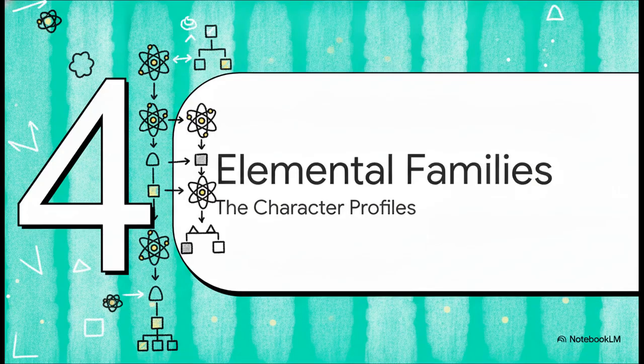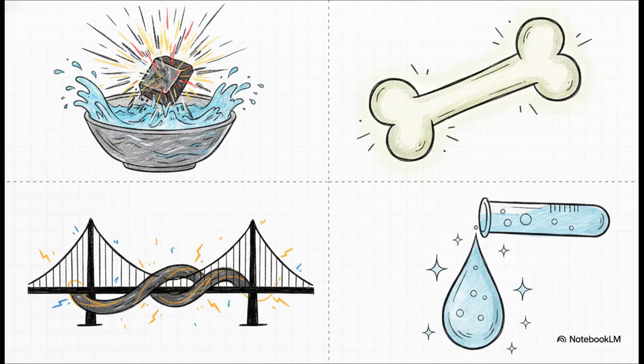Which brings us to Section 4, Elemental Families, the Character Profiles. Let's take a quick tour of a few standout families on the table. Over in Group 1, we have the alkali metals. These are so incredibly reactive that they will fiercely explode if they touch water. You literally never find them just sitting alone in nature. Then Group 2 gives us the alkaline earth metals. They're still reactive, but harder. Think of calcium, which literally physically builds and strengthens your bones.